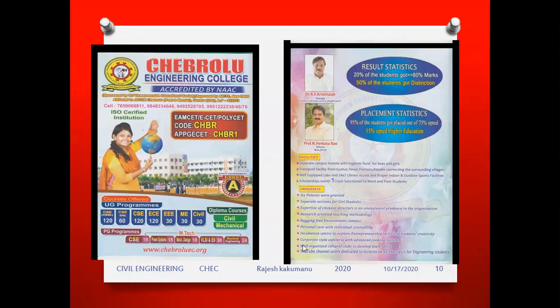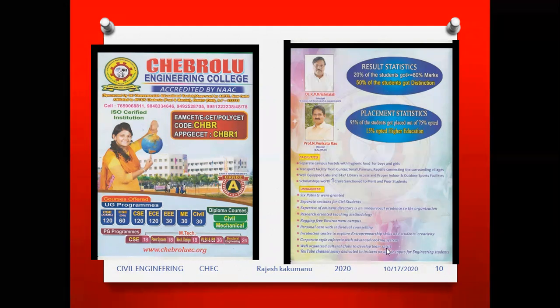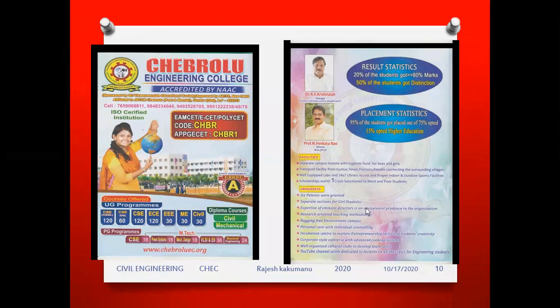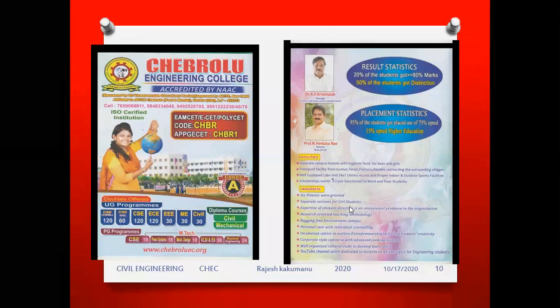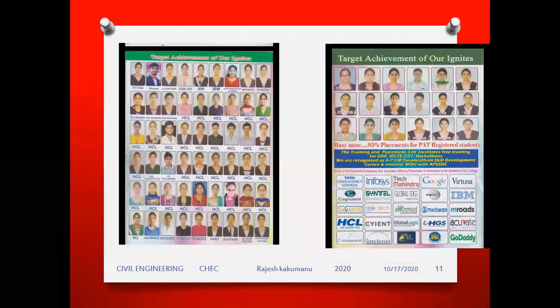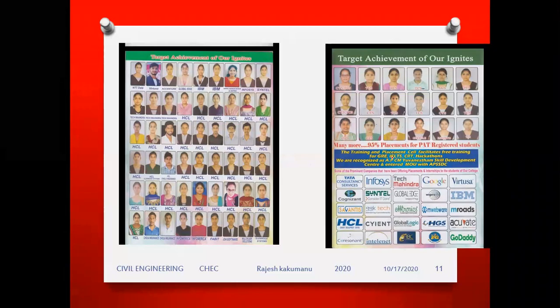Remember all these. Once you come to the college, see the corporate style cafeteria, advanced cooking system, and well organized cultural clubs to develop team spirit, and a YouTube channel solely dedicated to lectures for all engineering topics. So this is one type of marketing that I am giving. These are your seniors, those who got jobs in different companies. See their faces. You can think your sisters or brothers also got jobs. The training and placement cell facilities: free training for GRE, IELTS, CRT, hackathons. We organize APCM, UNS, skill development, etc.